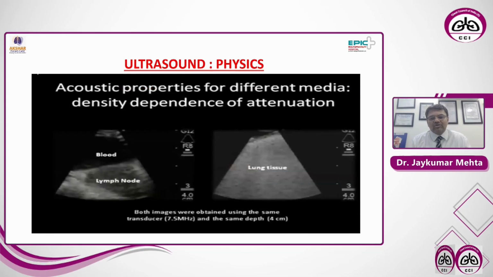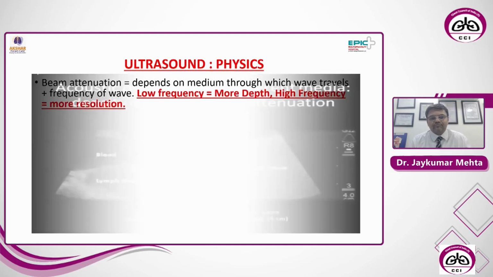So the acoustic properties of different media, or the density, depend on the attenuation. Here we can see that both the images are taken at 7.5 megahertz of the ultrasound frequency. You can see the darker, more blackish blood, somewhat grayish lymph node, and more whitish lung tissue, with a depth of 4 centimeters.